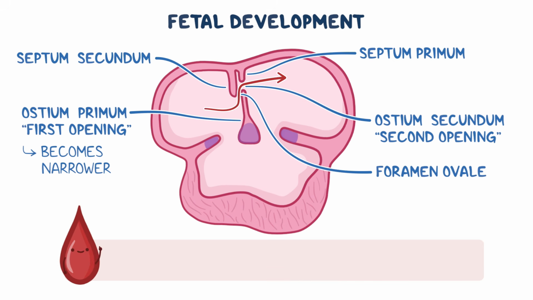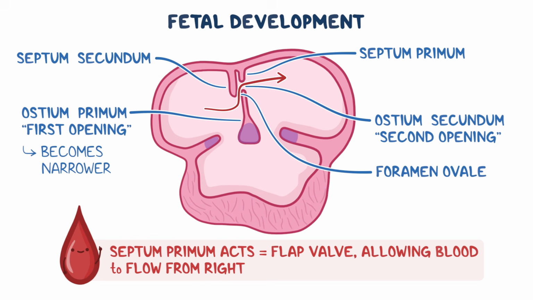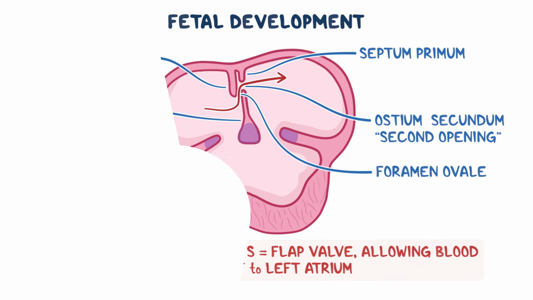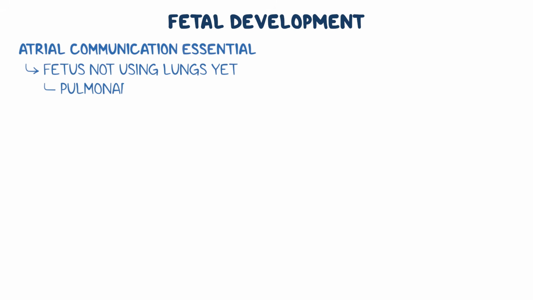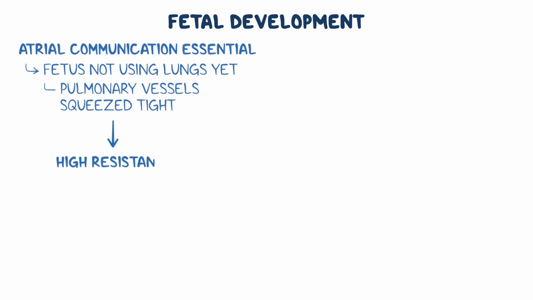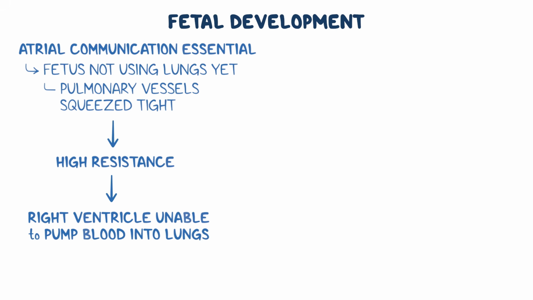This arrangement creates a one-way passage, with the septum primum acting like a flap valve, allowing blood to flow from the right atrium to the left atrium, but not the other way around. This atrial communication is essential during fetal development because the fetus isn't using its lungs yet. In the fetus, the lungs are collapsed and filled with fluid, so the pulmonary vessels are squeezed tight. Because of this high resistance in the pulmonary vessels, the right ventricle is unable to pump blood into the lungs.